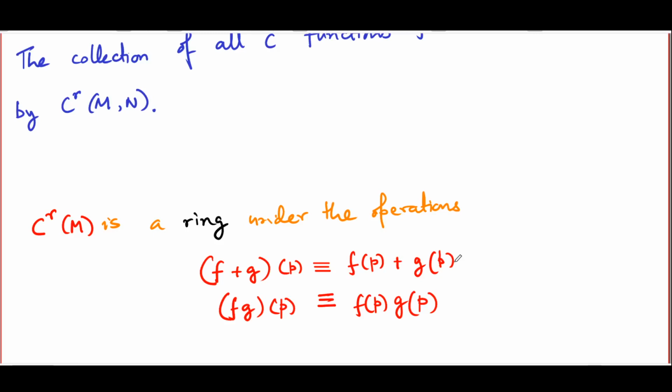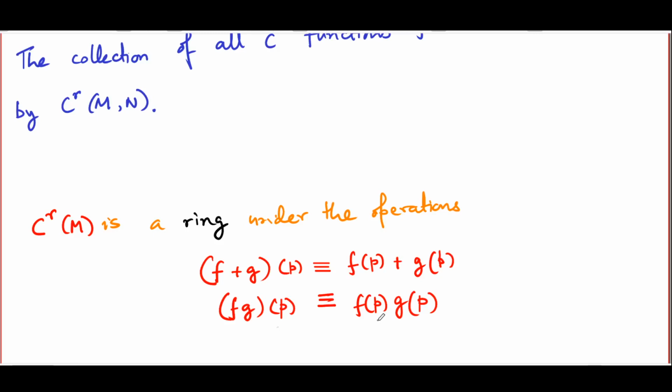And by the same token, here what we have done is defined the product of two functions f and g. fg is a function which, when evaluated at the point p, gives us f(p) times g(p). Once again, here we are actually just multiplying two real numbers, the values that f and g take at the point p. And so this is a perfectly sensible thing to do.